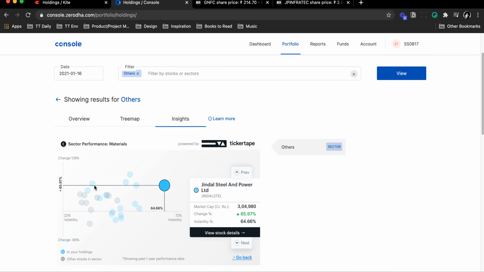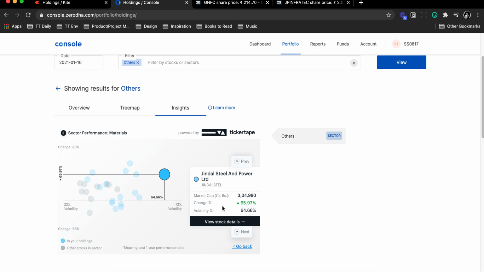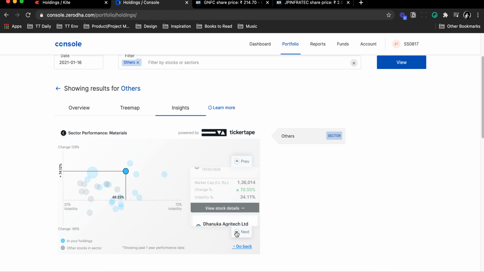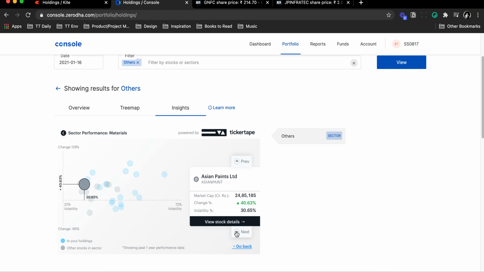Apart from that, you can see there's a change percentage as well, which is from minus 66 to 128%. So out of the companies that have been selected in this sector, this is the range of percentage change and the range of volatility. And it tells you that these are the different securities here and this is how they are performing, right? So you can very easily look at the companies in blue, which are part of your holdings, and the ones in gray, which are not in your holdings. So you can take a look at this and get a clear idea of whether you have invested in the best performing securities in your sector or not, right?